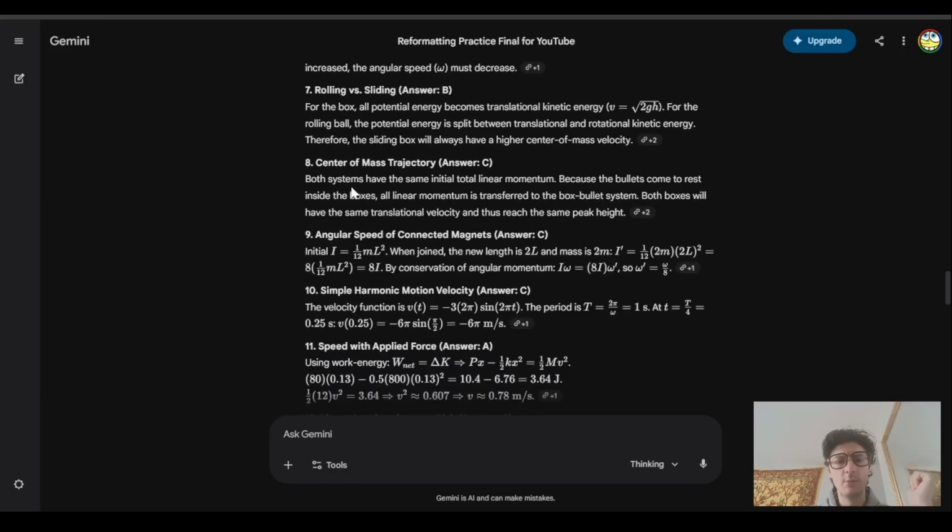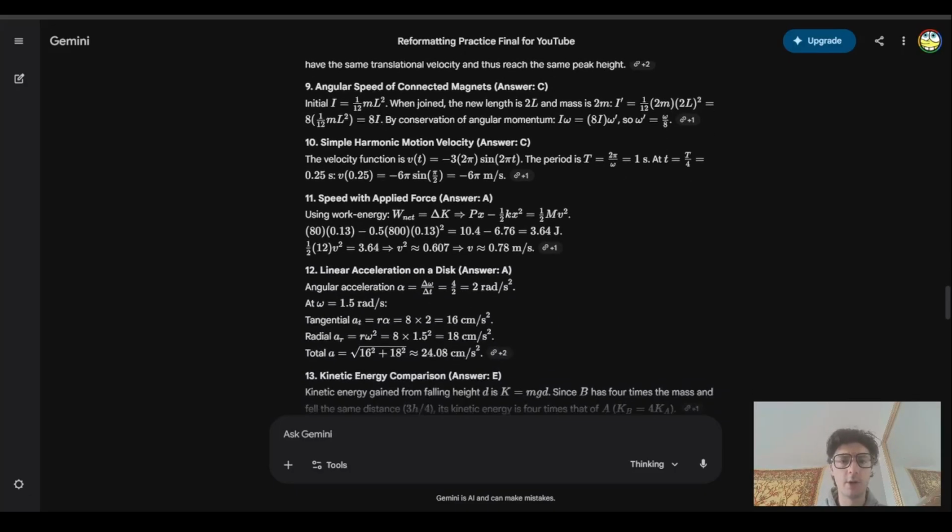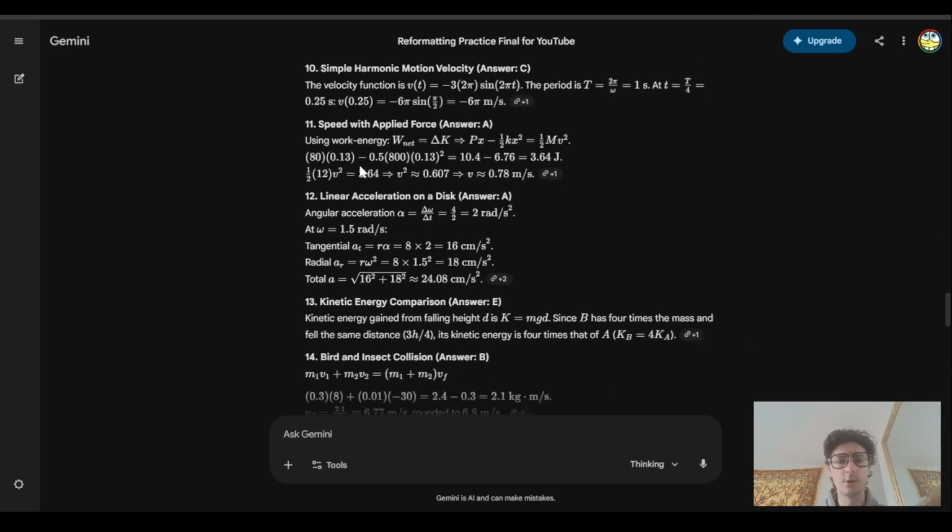Center of mass, both systems have the same initial linear momentum because the bullets come to rest. Okay, so this is the one where you shoot that block of wood. Check out the Veritasium video. Just search up Veritasium, bullet shot in block, rotational versus translational momentum or something like this. You should see the video, but this one I think we got right. Angular speed of connected magnets, omega over 8, we got that right. Simple harmonic motion, negative 6 pi meters per second, we got this right as well.